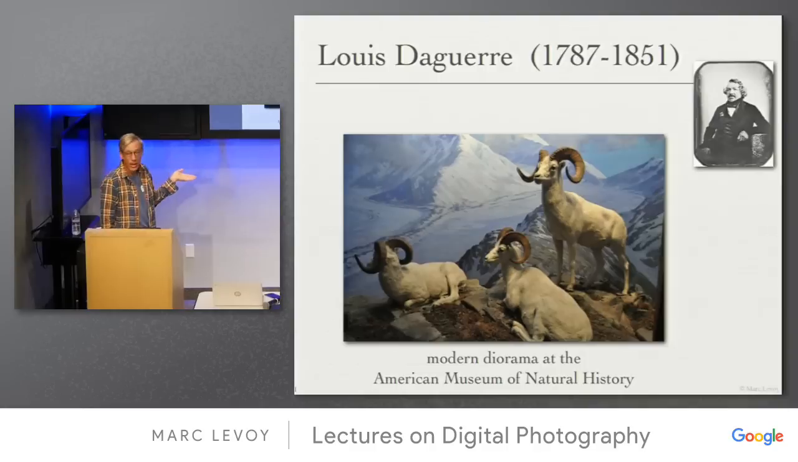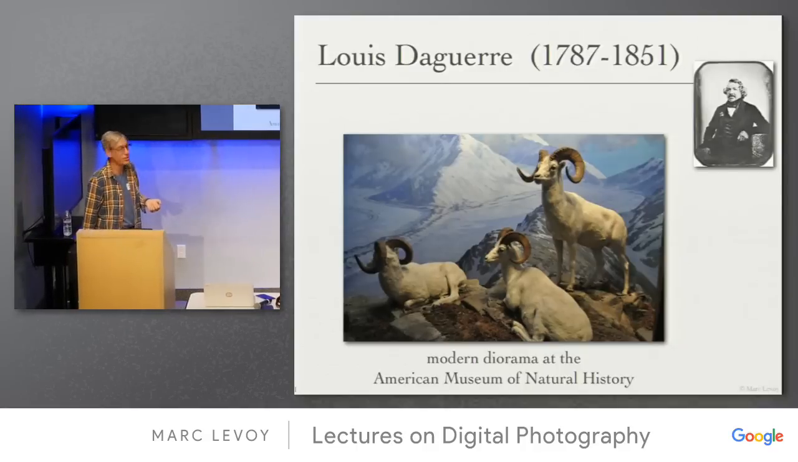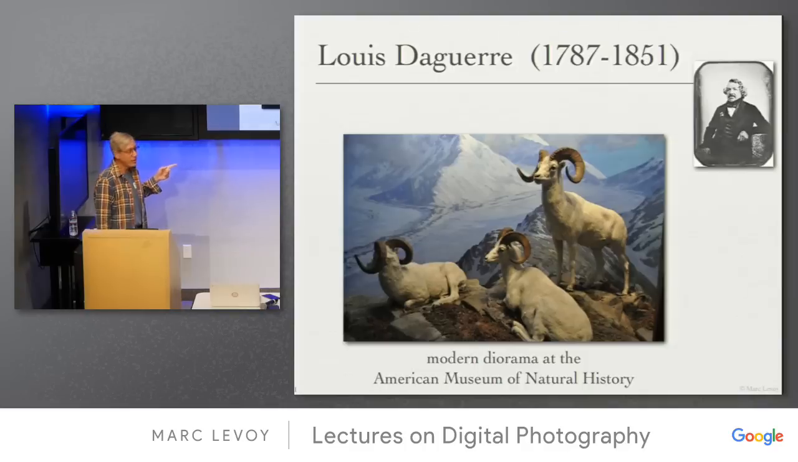It's the predecessor of modern dioramas, such as you might find in a natural history museum, which was pioneered by the American Museum of Natural History in New York. We'll talk a little bit more about dioramas in museums when we talk about lighting, because there are a number of interesting technical concepts there.